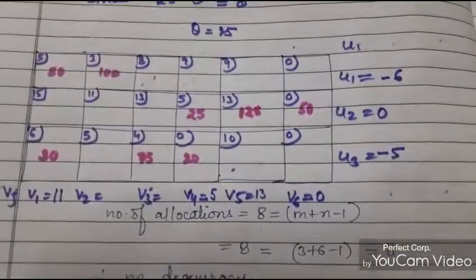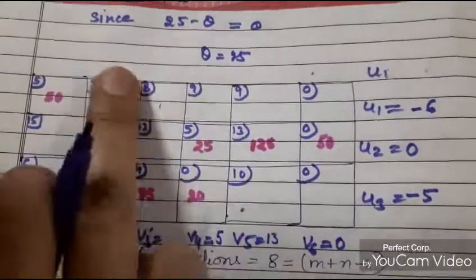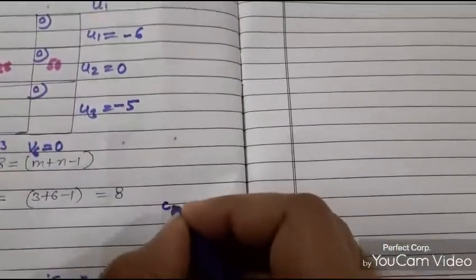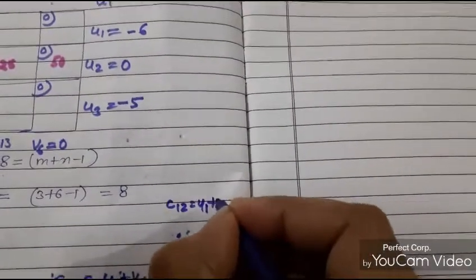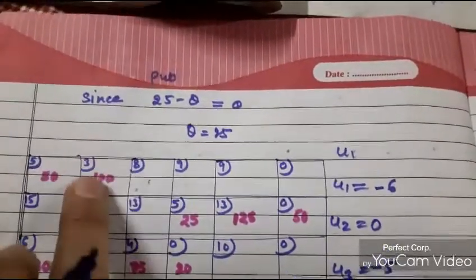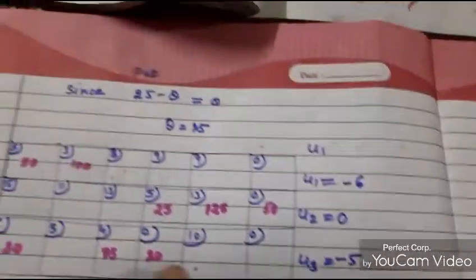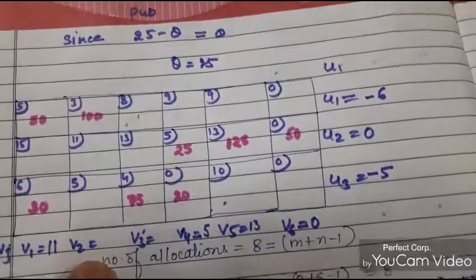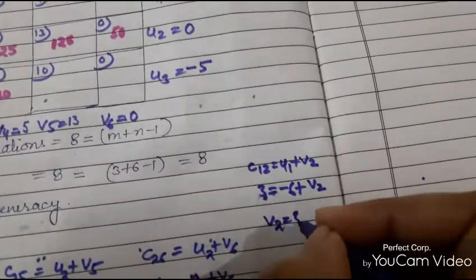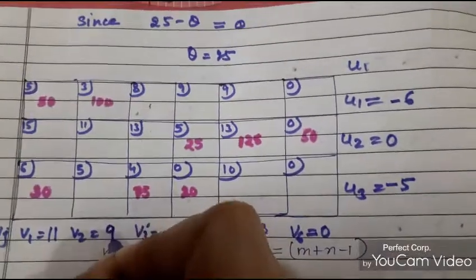Okay, what is left? Now we are left with v2. For v2 we have allocation here, C12. C12 is equal to u1 plus v2, and C12, first row and second column, the cost is 3. So 3 is equal to u1, minus 6, plus v2. v2 we don't know, we have to calculate. This v2 is equal to 3 plus 6, which is equal to 9. So we get v2 is equal to 9.